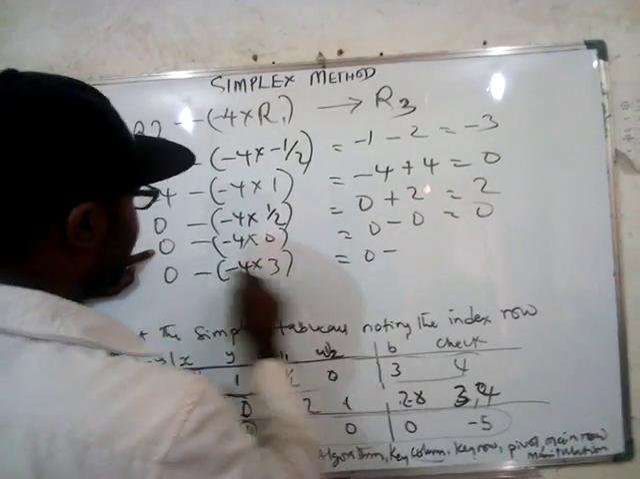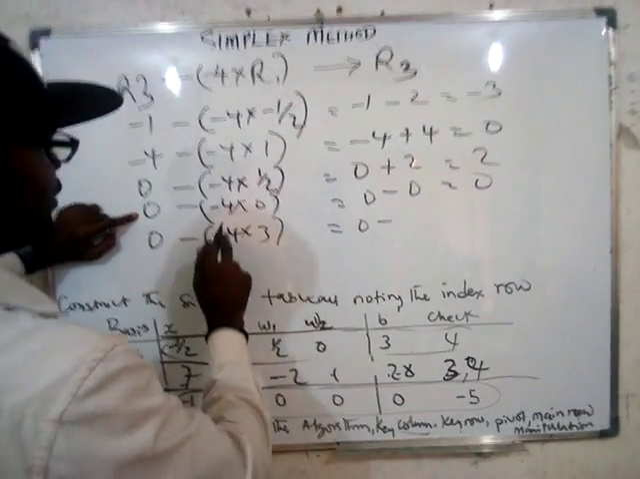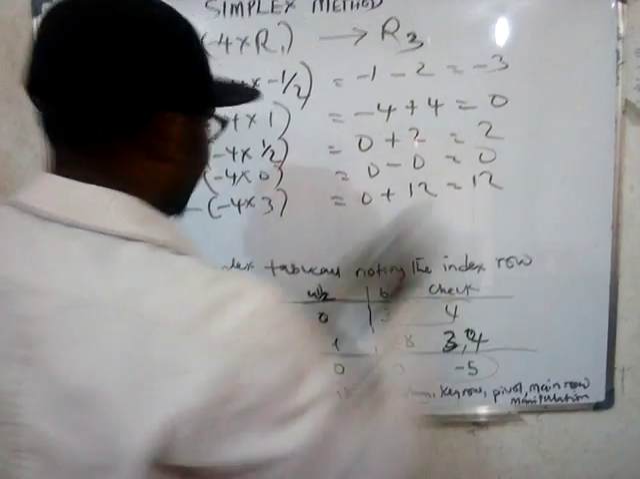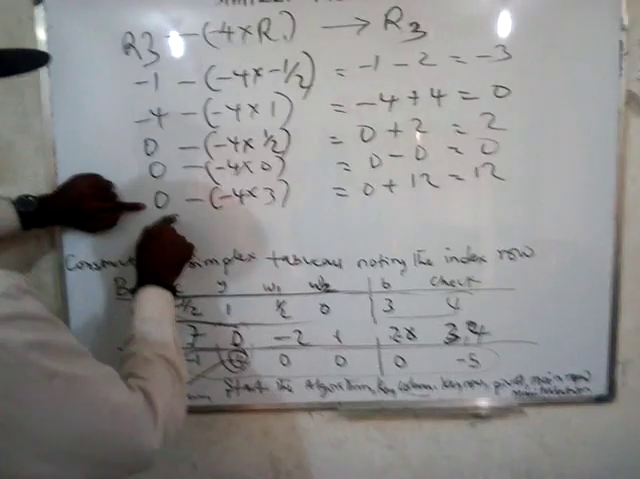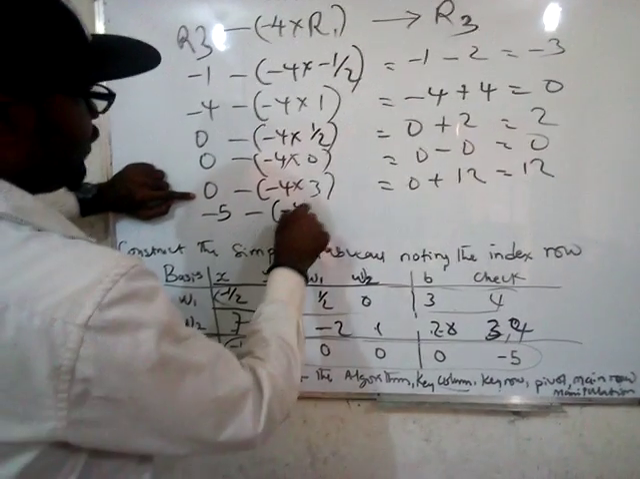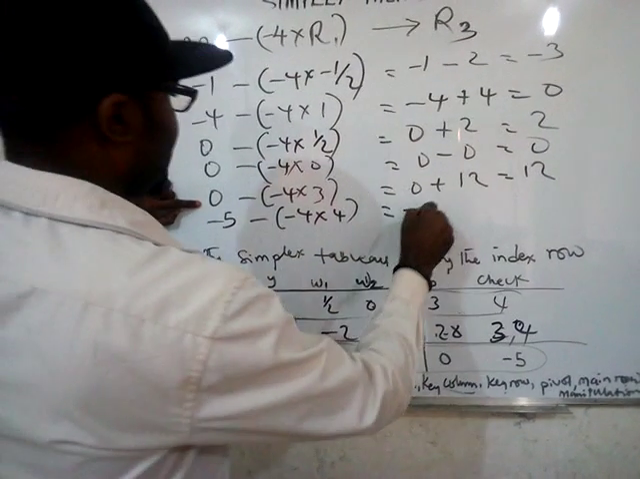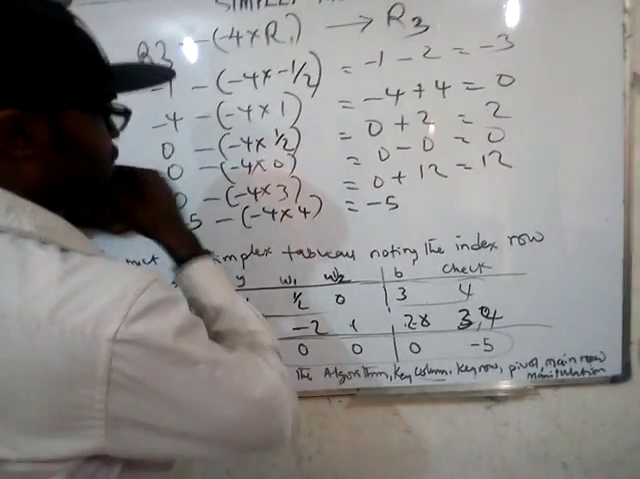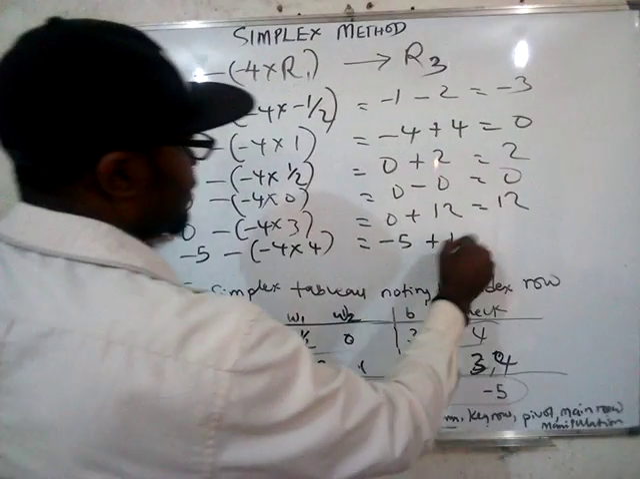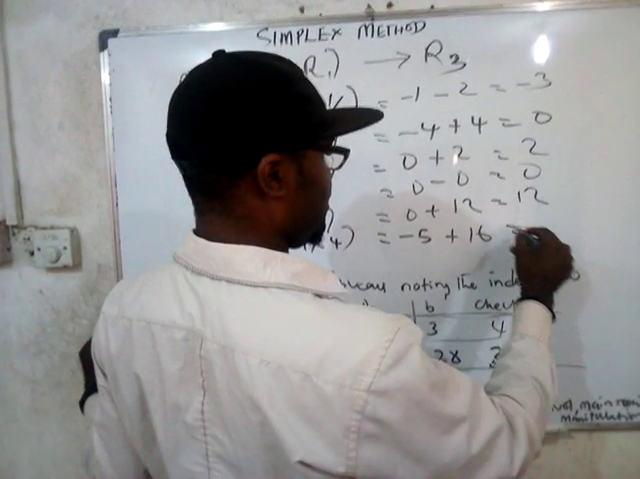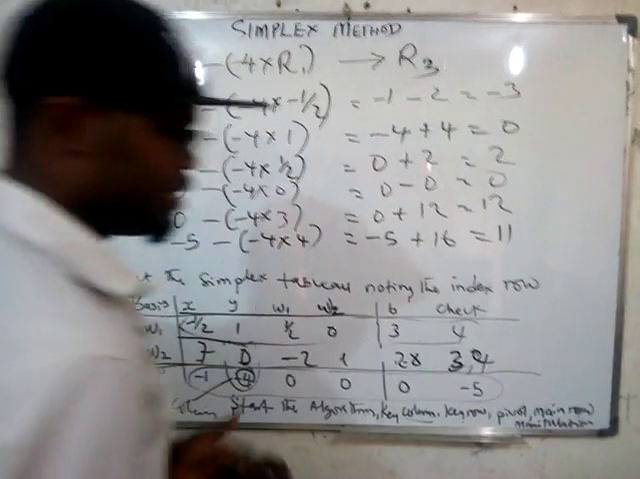Which is 0 minus times minus plus 4 times 3, 12. So I have 12. Then lastly, I have minus 5 minus bracket minus 4 times minus 4, which will give me minus 5 minus times 16. Minus is plus 4 times 4, 16. So minus 5 plus 16 is what? 11. 11. You see that?